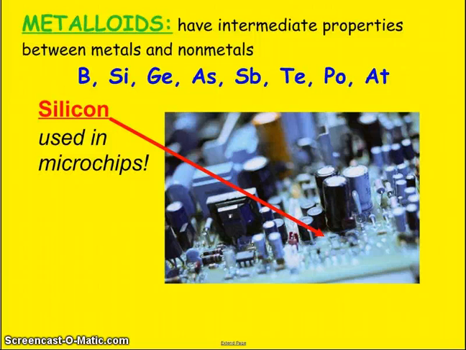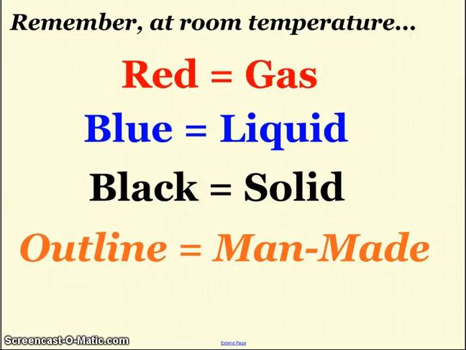But you can see that that's a definite intermediate type of an element. And then the last thing to note, this is a refresher from Unit 1, but remember on the periodic table, if it's a red symbol, then it is a gas at room temperature, blue is liquid, black is solid, and the outline ones are man-made.